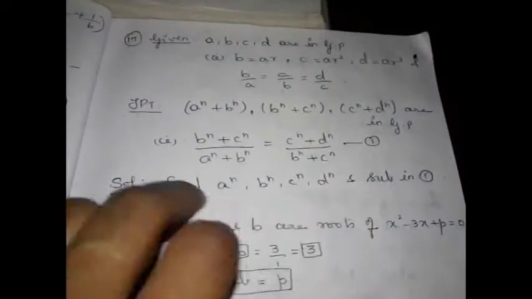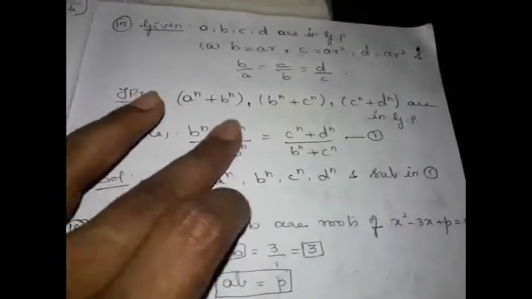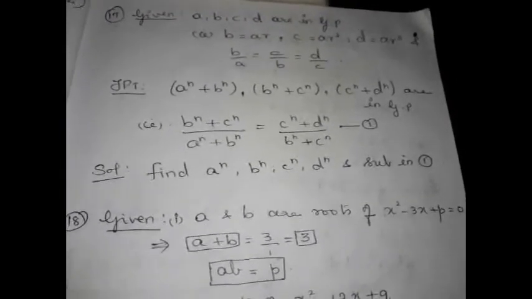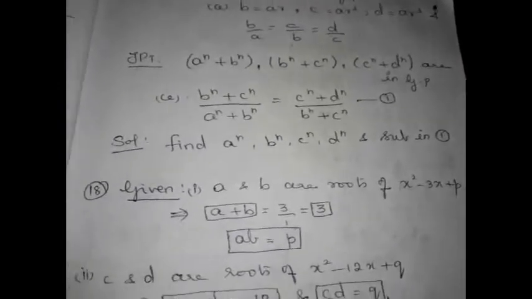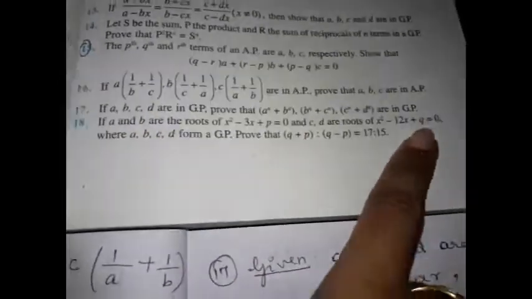Once you find the values, you can substitute in b power n plus c power n divided by a power n plus b power n. You can simplify it and you will get one answer. Keep it aside. Similarly, substitute the values for this and check whether you are getting both as the same answer. Then you can tell these two are the same, therefore these values are in GP, right? Hope you understood. Let us move on to our next question, the 18th one. The question is, if a, b are the roots of this equation and c, d are roots of this equation where a, b, c, d form a GP, prove that.